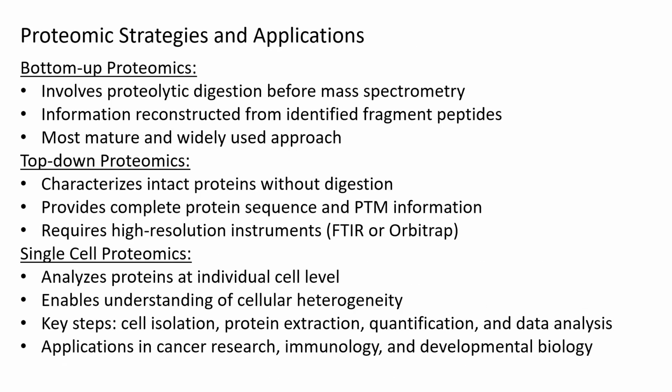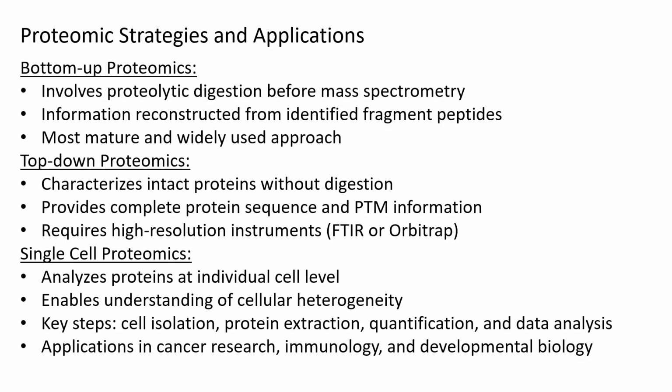So coming to proteomic strategies and applications, there are several strategies that have been presented. One is bottom up proteomics, which involves proteolytic digestion before mass spectrometry, and information is reconstructed from identified fragment peptides. It is the most mature and widely used approach. Then you have top down proteomics, which characterizes intact proteins without digestion, provides complete protein sequence and PTM information, and requires high resolution instruments, FTICR or Orbitrap.